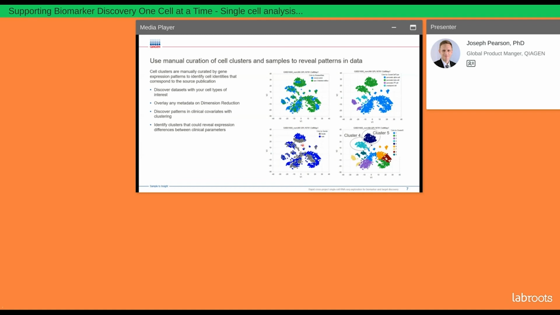You can overlay any of the clinical parameters, such as gender, shown here, or any of the other available. And so this allows you to discover data sets with your cell types of interest, or overlay any of the metadata to reveal patterns and differences between clusters and guide your exploration of these data sets and look for those interesting patterns.